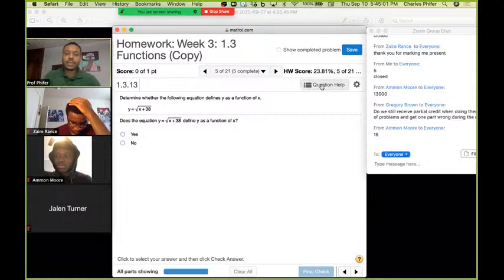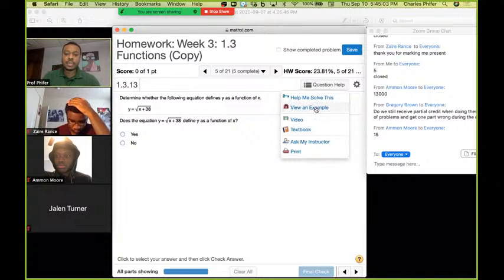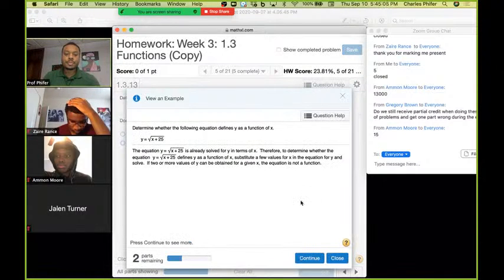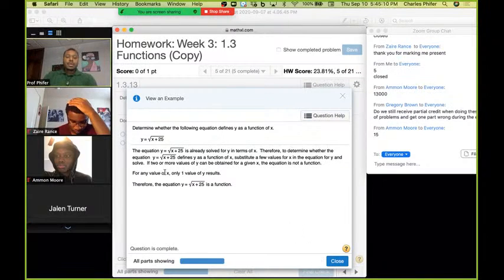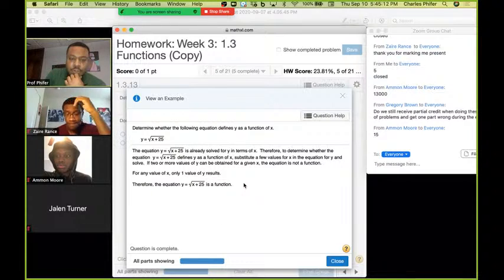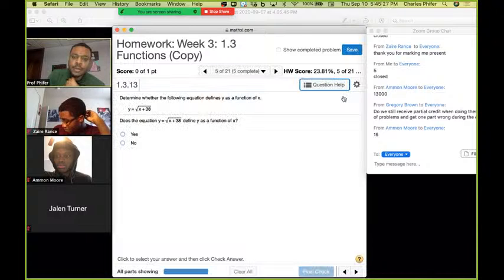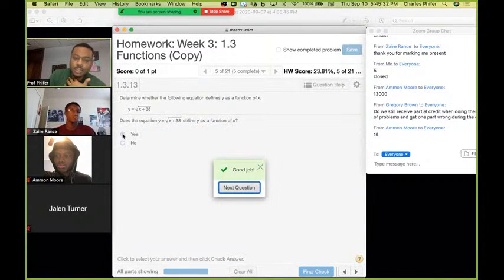Let me see how the text describes this. View an example. Same thing, just different numbers. Let's hit continue. So this equation is already solved for y in terms of x. Therefore, to determine whether it is a function, substitute a few values for x in the equation. If 2 or more values of y can be obtained for a single x, then it's not a function. Okay, so they're just doing a plug and chug, guess and check. That's fine for right now. Is this a function? We're going to say yes. It passes the vertical line test.